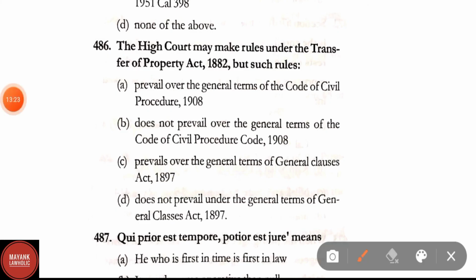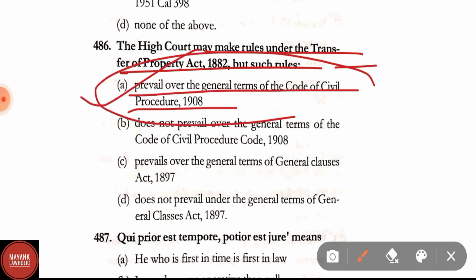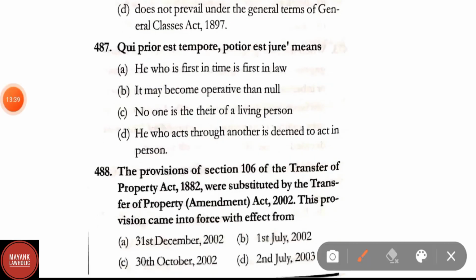Question number 486. The High Court may make rules under the TPA, but such rules, option A, prevail over the general terms of the CPC. This is the correct answer. Option A is the correct answer. Question number 487. Qui prior est tempore, potior est jure, meaning he who is first in time is first in law. Option A is the right answer.